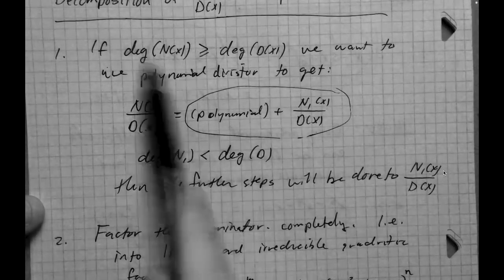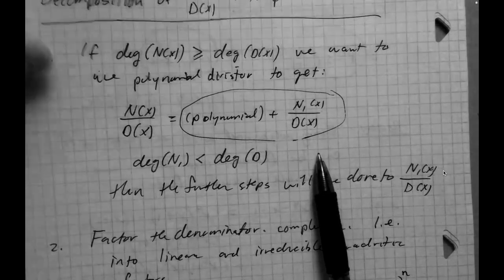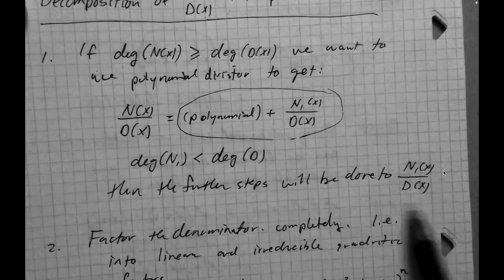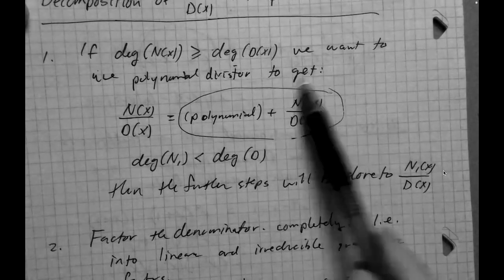So these are the 4 steps. You start by doing the division if you need it. If you don't need it, you can skip this step. If you did do the division, then the further steps will be applied to the remainder, to the term that contains the remainder of the division.